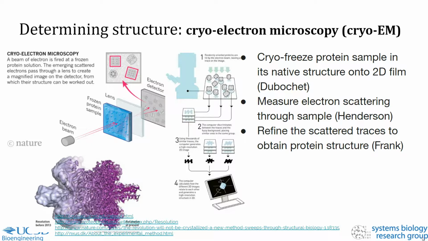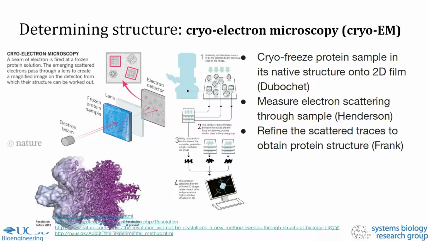The newest technique to resolve structures is called Cryo-EM. Here, an electron beam is fired at a protein sample. The scattered beam is then magnified through a lens to create an image on the detector. From here, the structure can be determined.